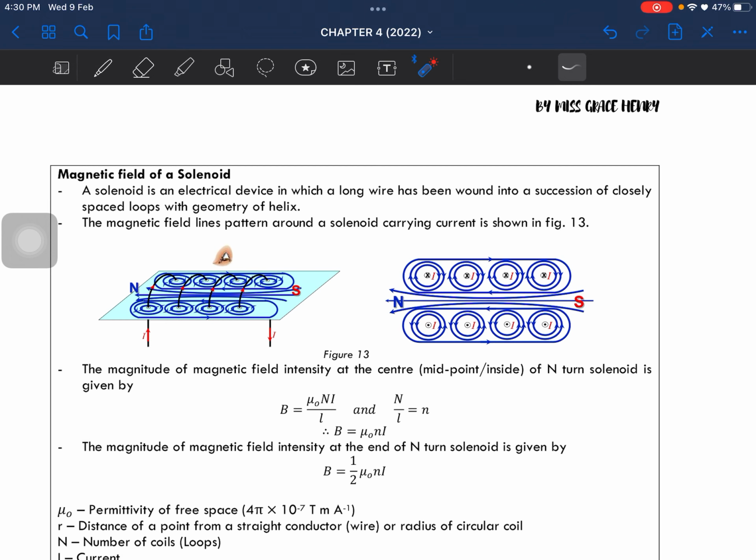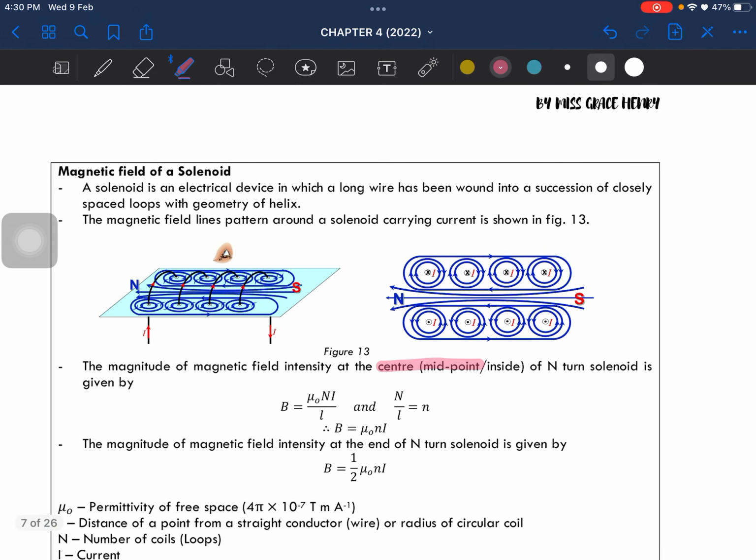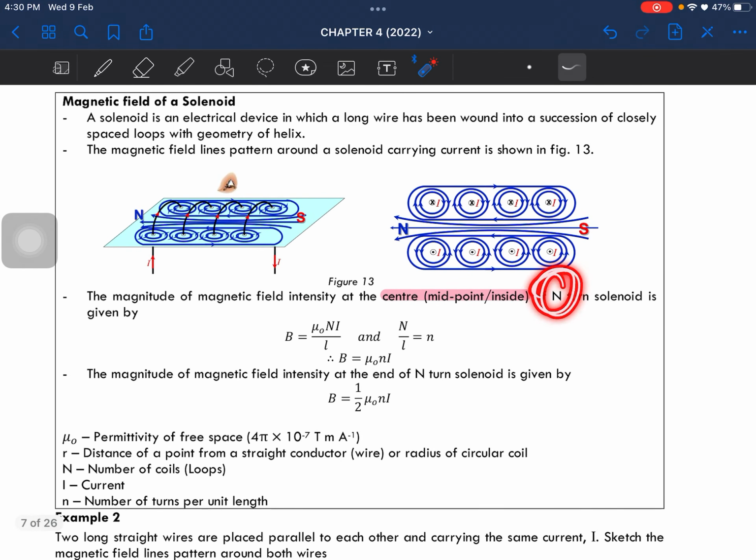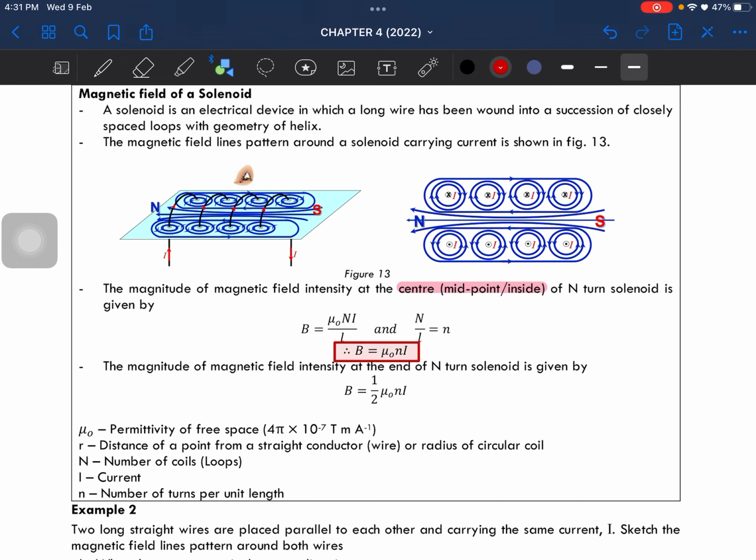The magnitude of the magnetic field intensity at the center, midpoint, or inside of an n-turn solenoid. Remember, a solenoid has a number of turns, so you will calculate it using this equation shown here. This one is for the center. And for the field intensity at the end of the solenoid, you will use this equation. Usually the question will specify which one they want.